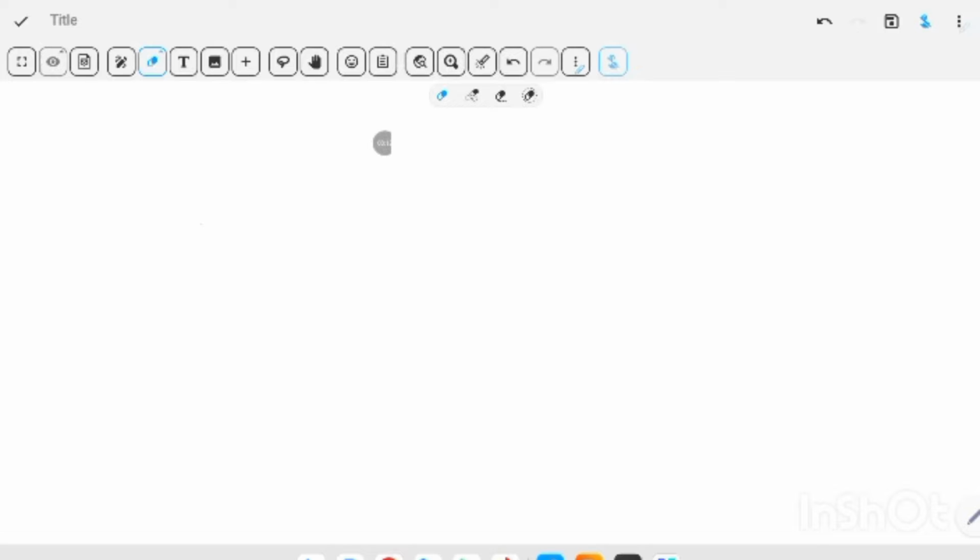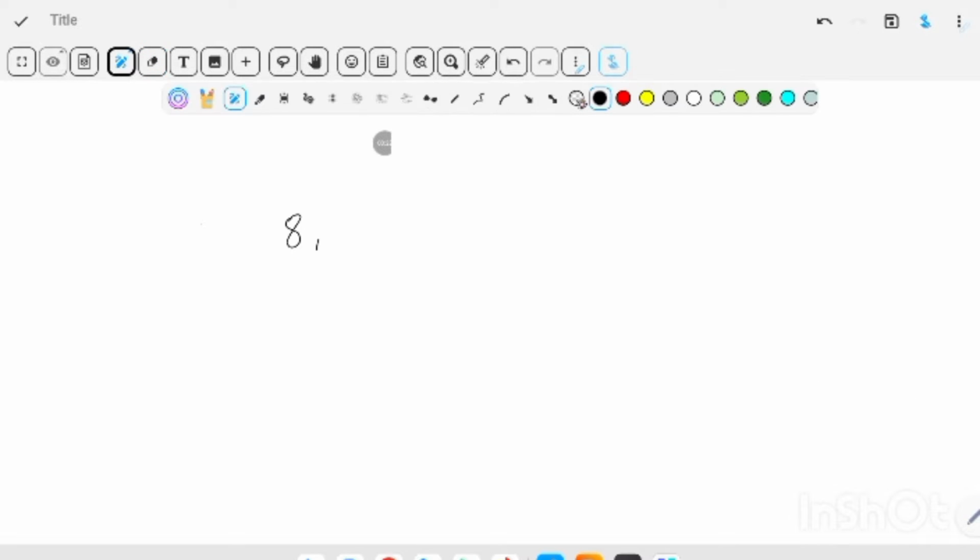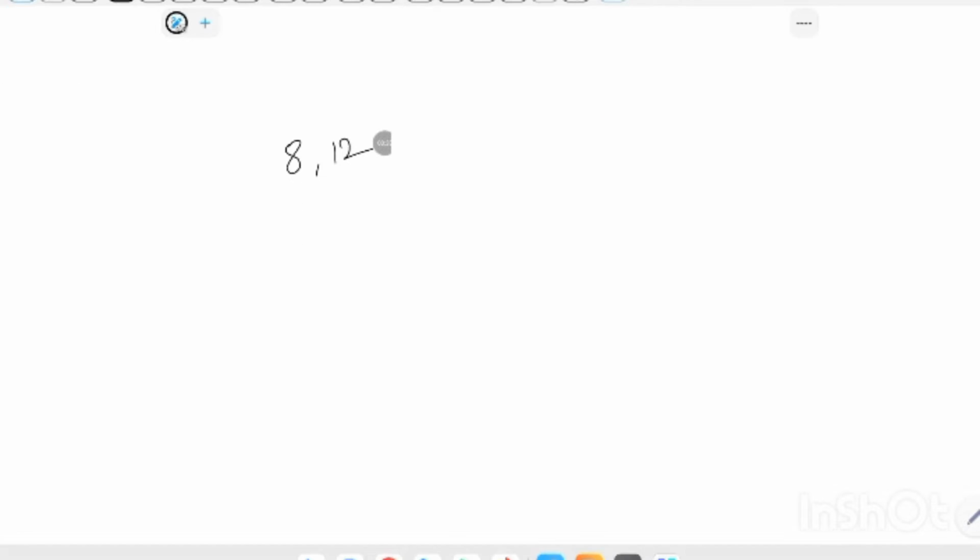Let me consider the two numbers as 8 and 12. I want to find the LCM of these two numbers, 8 and 12. We can use three methods here in order to find the LCM. Let me share the first method.